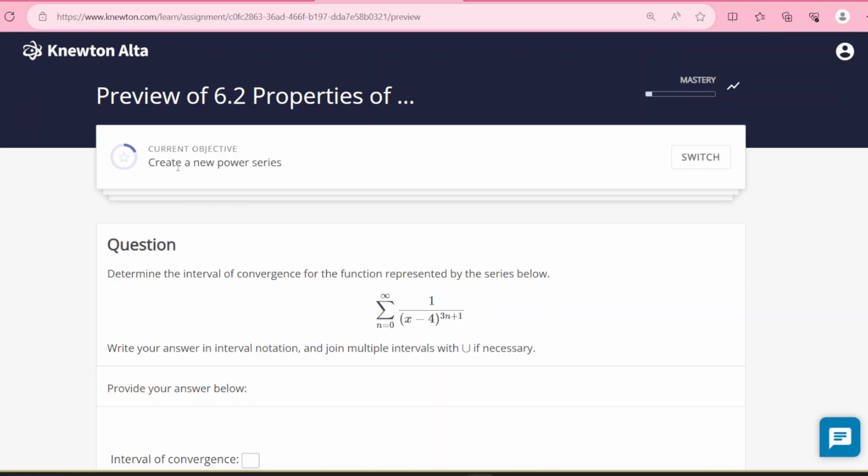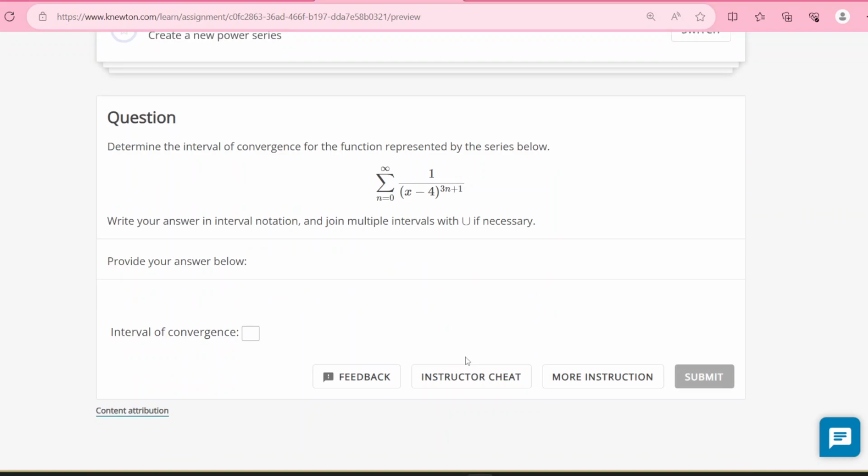All right, so once again, creating a new power series. We're asked to determine the interval of convergence for the function represented by the series below. Write your answer in interval notation, and join multiple intervals with a union symbol if necessary.